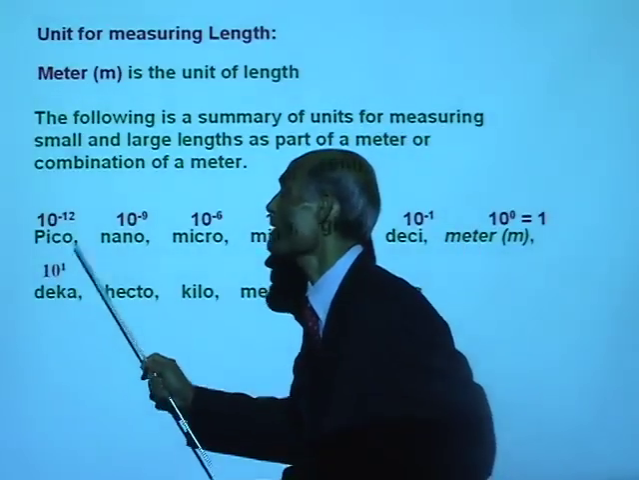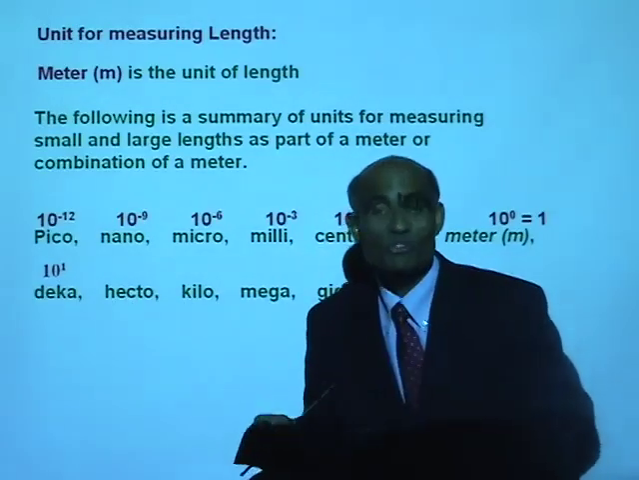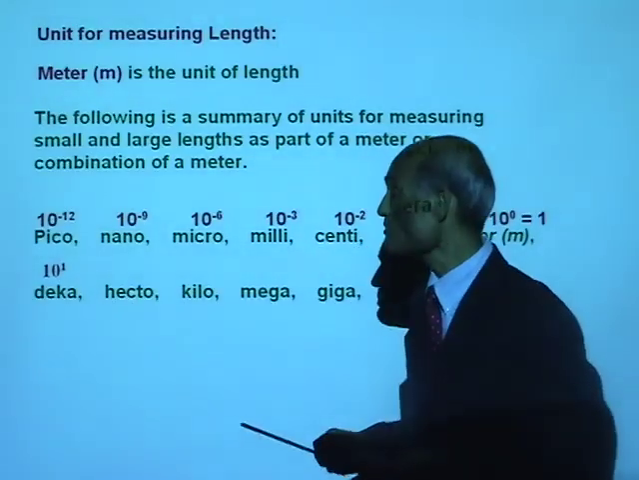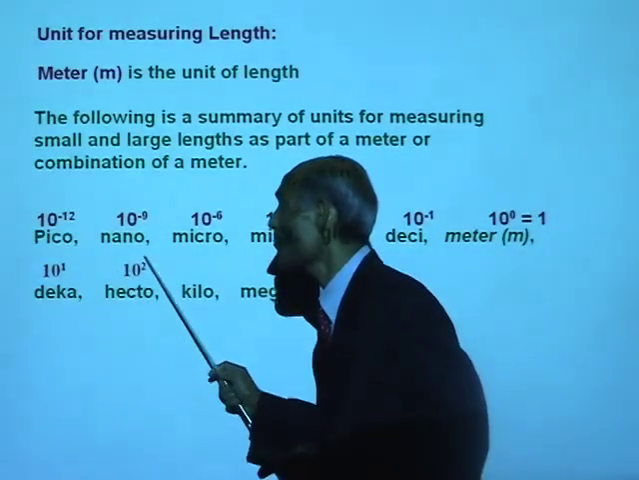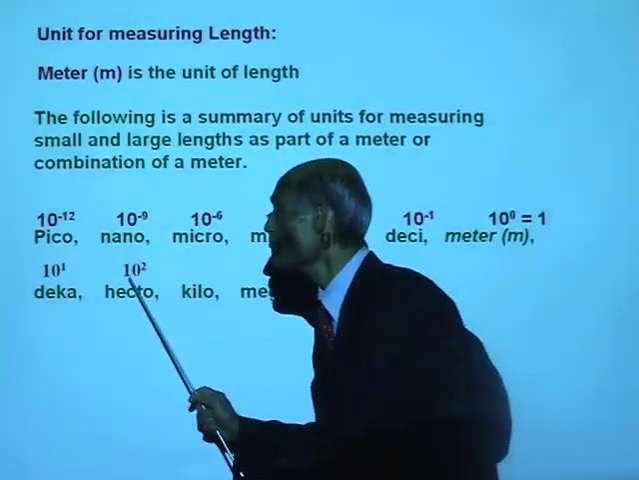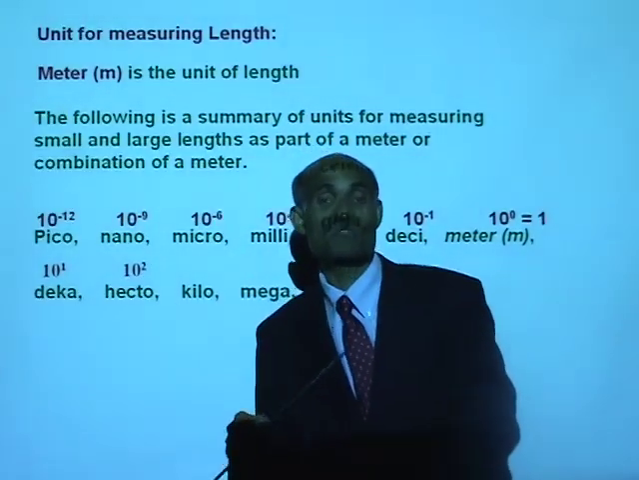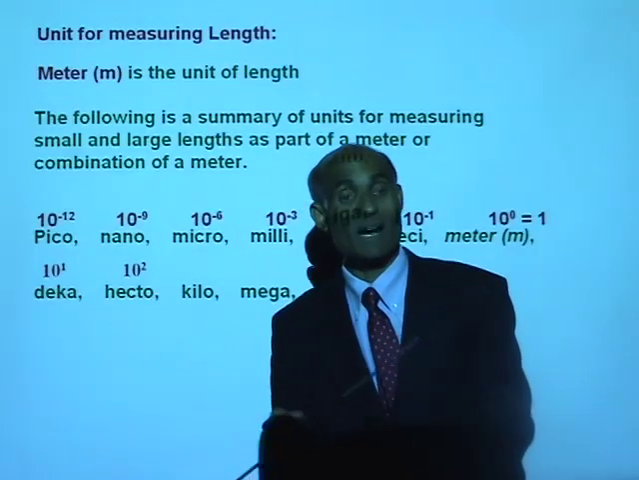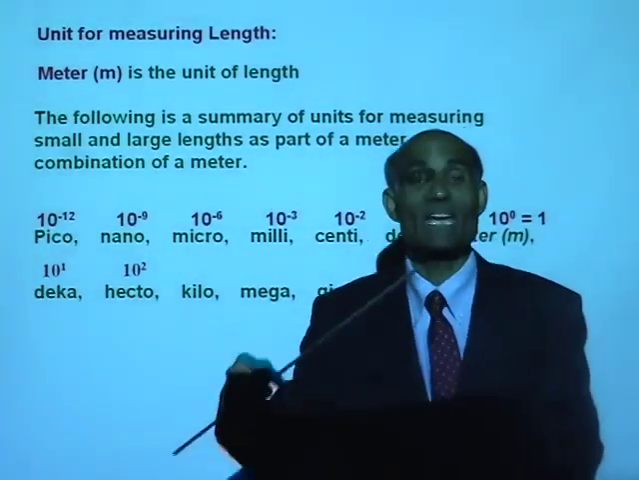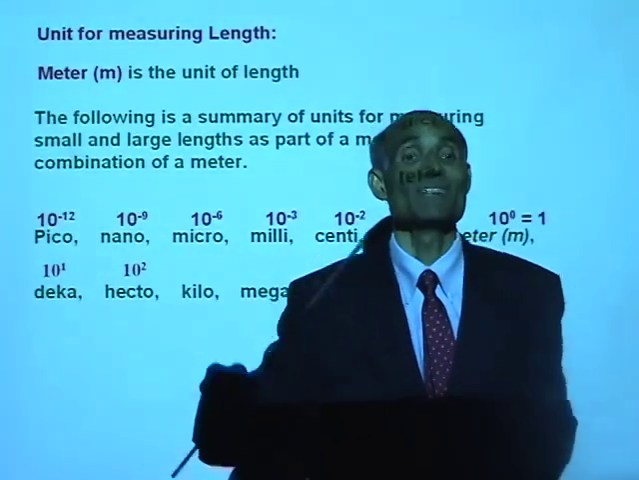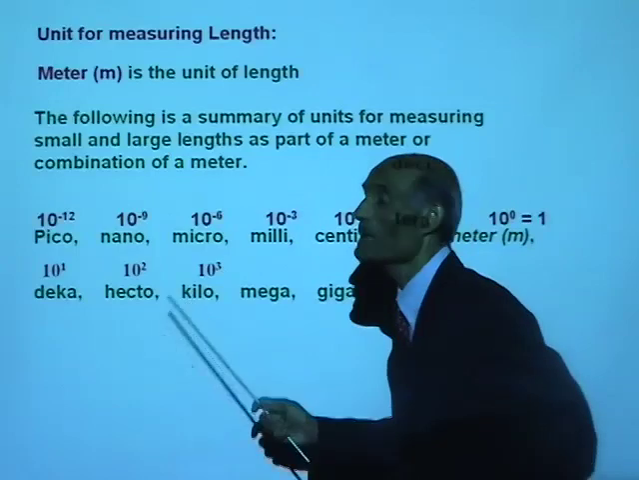That is 10 to the power of +1. A hecto stands for 100. A hectometer is 100 meter, 10 to the power of 2. I hope you know these, the notation of power. 10 to the power of 2 is 10 times 10. A kilo, you must be familiar with that. A kilo is 1,000. So a kilometer is 1,000 meter.